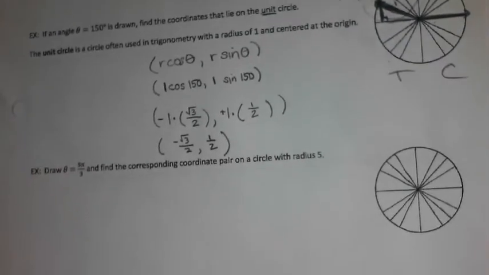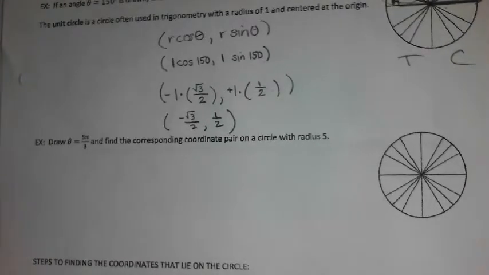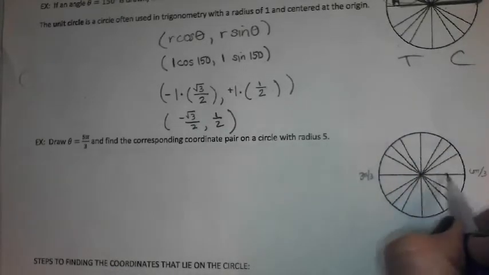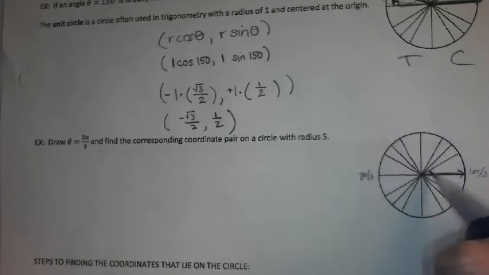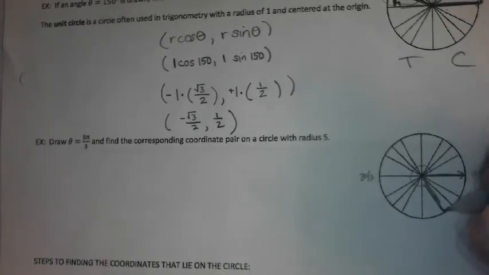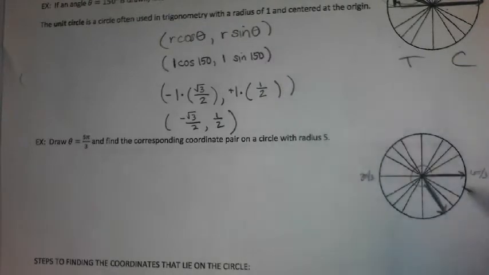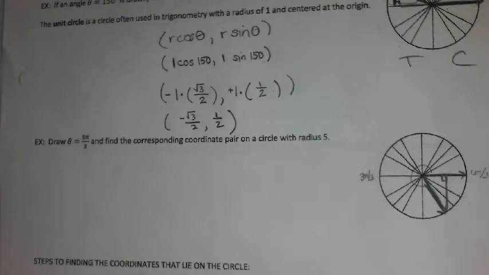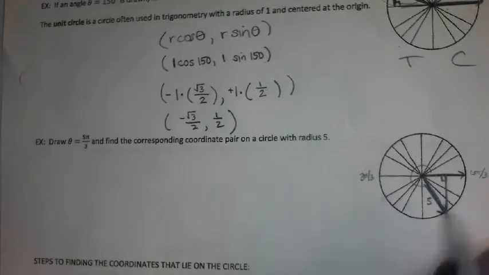Okay, let's look at the next one. Draw an angle of 5 pi over 3. What quadrant? Here's 3 pi over 3. This is 6 pi over 3, right? So 5 pi over 3, very good, is going to be a 4th quadrant angle. Drop your triangle. This is on a circle with radius 5, so that means that's your hypotenuse, right?